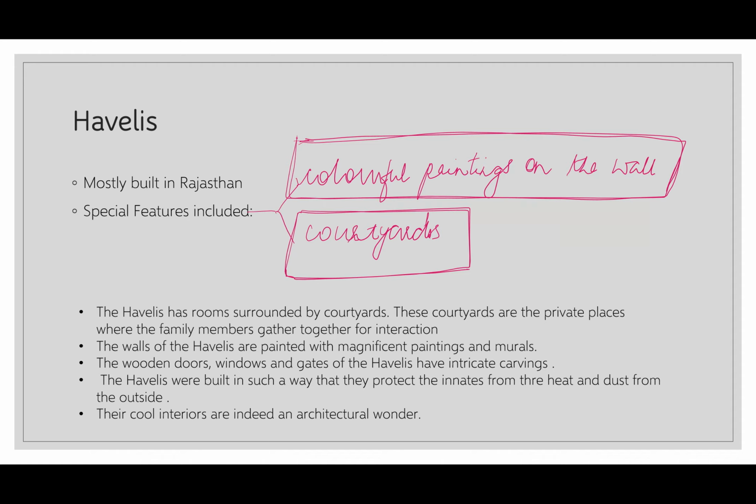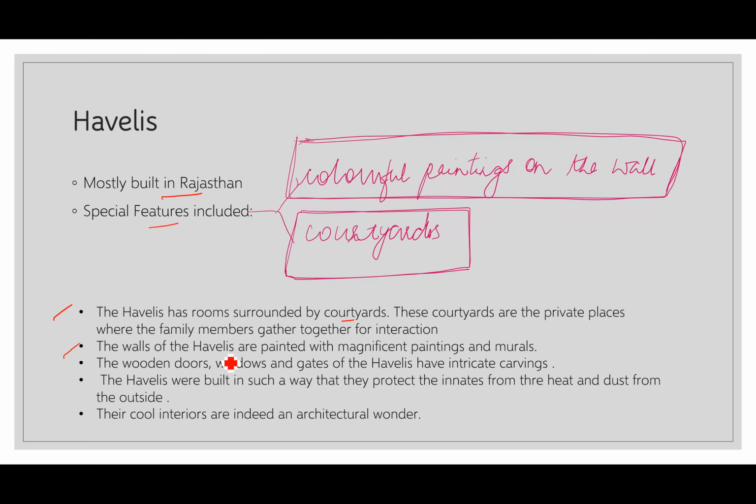Now they've talked about the Havelis, the Baolis. Now Havelis, what are they? Havelis are something like modern huge houses, and they were mostly built in Rajasthan. Their special features were colorful paintings on the wall and huge courtyards. Now, what did a Haveli actually have? A Haveli has rooms surrounded by a courtyard. These courtyards are the private places where the family members gather together for interaction.